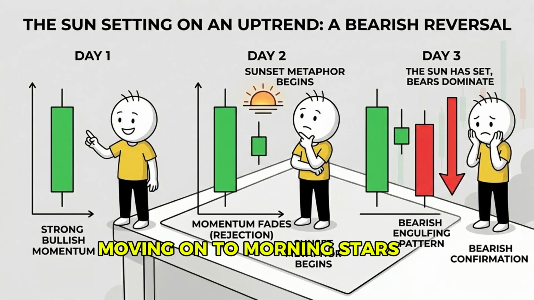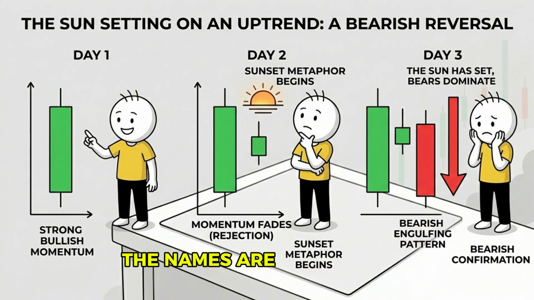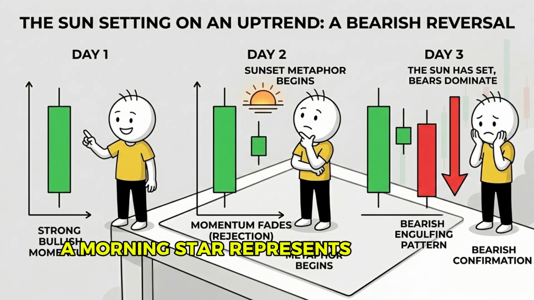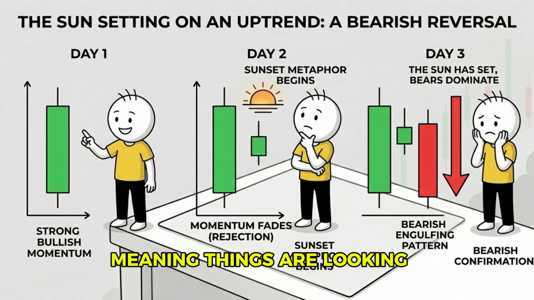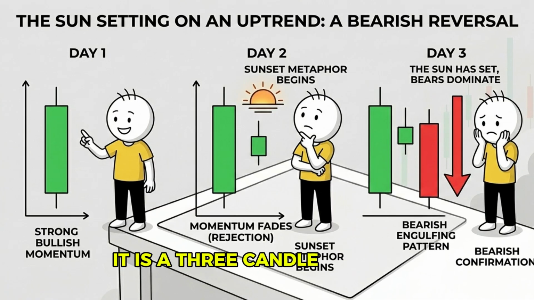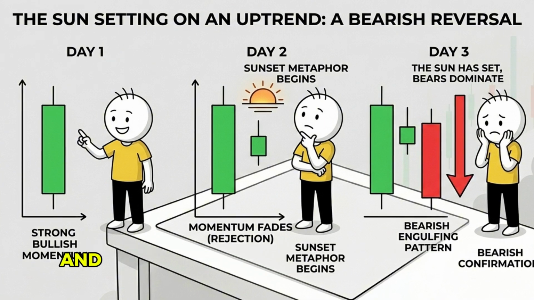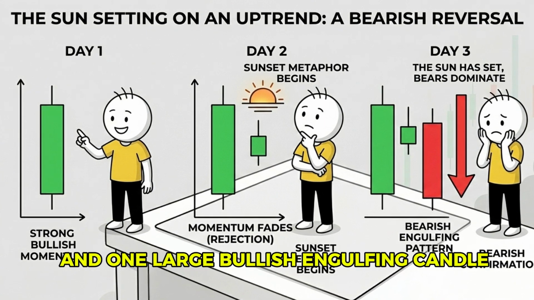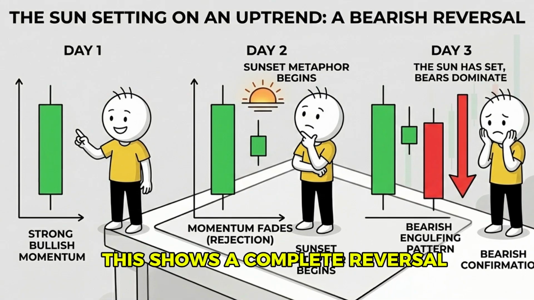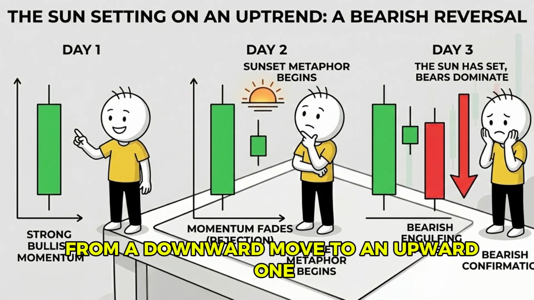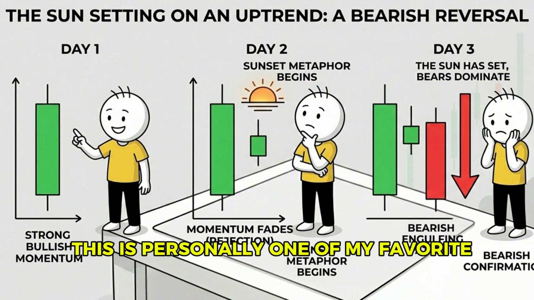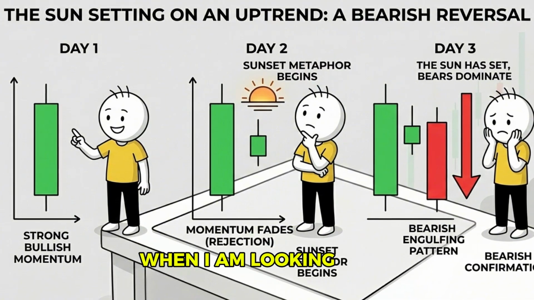Moving on to morning stars and evening stars. The names are very intuitive. A morning star represents the start of a new day, meaning things are looking up. It is a 3-candle formation: 1 red candle, 1 small indecision candle, and 1 large bullish engulfing candle. This shows a complete reversal from a downward move to an upward one. This is personally one of my favorite patterns that I use every single day when I am looking to buy.